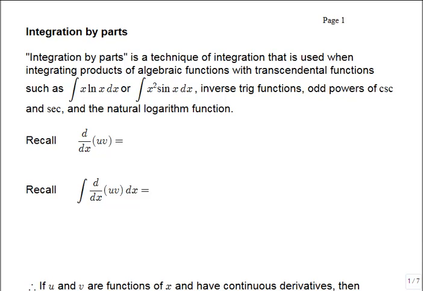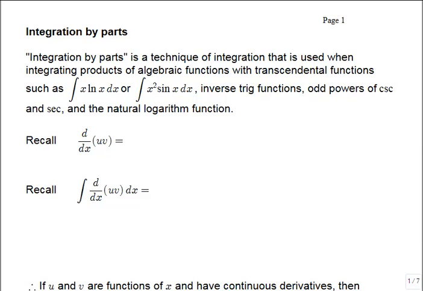Welcome to the video lecture on integration by parts. Integration by parts is a technique of integration that is used when integrating products of algebraic functions with transcendental functions, such as the integral of x ln x, or the integral of x squared sine x, things with inverse trig functions inside of them, things with odd powers of cosecant and secant, and the natural logarithm function.